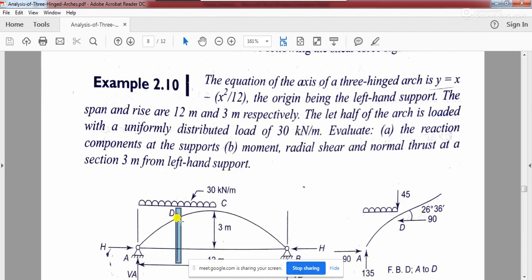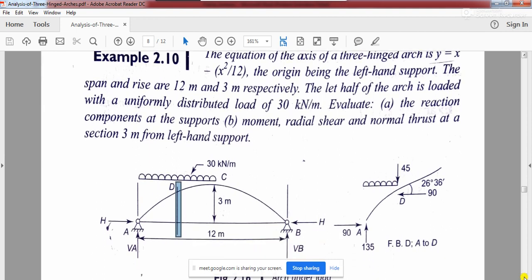Come, tell me, anyone? See, already we have discussed this, okay? So don't worry about this UDL part. Think about what exactly we have done for the point load problem also. So to find out moment at point D, what do you require over here? To find out moment about point D, what will you have to do?